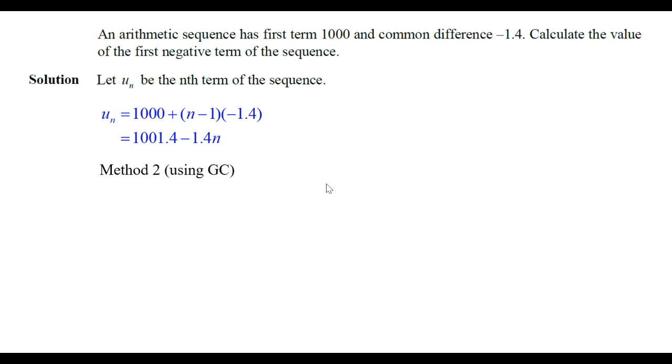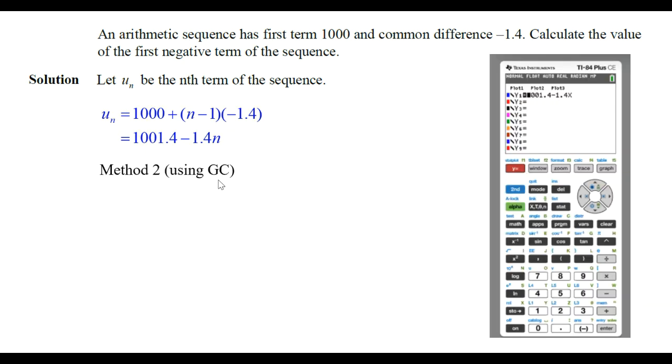The second way is to use the GC. I can enter this expression into the GC and then tabulate values to see what the first negative term is. Here, scrolling down will take forever, so I can use some GC functionalities to get there more quickly. Some trial and error may be involved here.